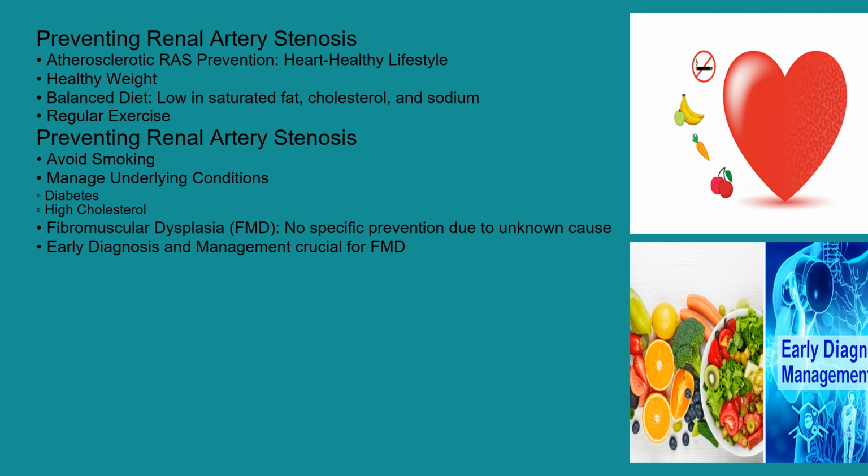Preventing renal artery stenosis, particularly the atherosclerotic form, involves adopting a heart-healthy lifestyle. This includes maintaining a healthy weight, eating a balanced diet low in saturated fat, cholesterol, and sodium, exercising regularly, and avoiding smoking. Managing underlying conditions such as diabetes and high cholesterol is also crucial. There are no specific preventative measures for fibromuscular dysplasia, as its exact cause remains unknown. However, early diagnosis and management are essential.